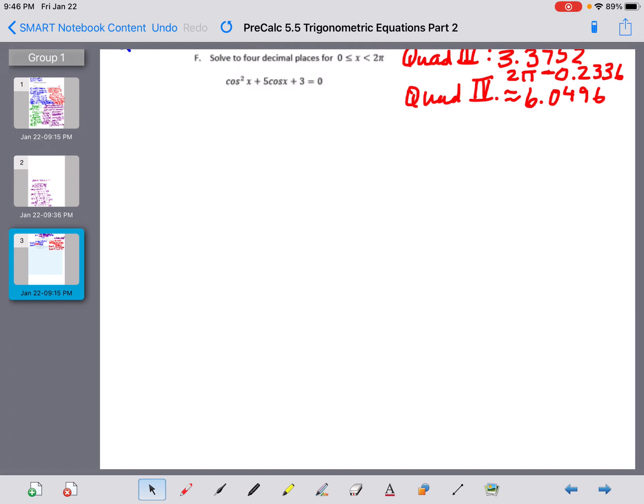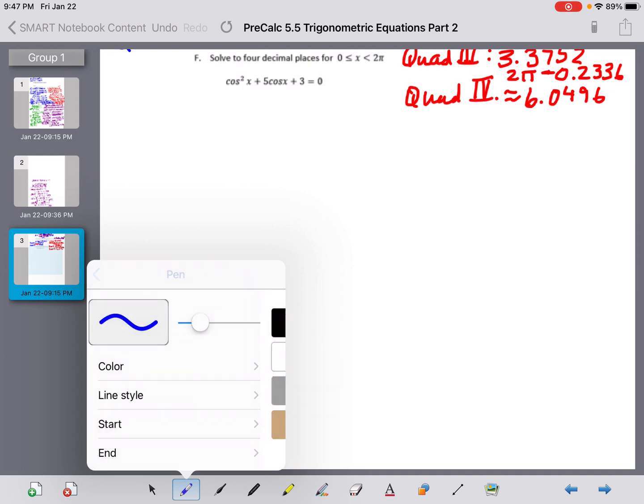No coefficient in front of cosine squared x, so all I have to work with is a 3 in the back. Are there any factors of 3 that will add to make 5 in the middle? Sorry, we're out of luck. Factoring is not going to work. But that doesn't mean there's not another way to solve a quadratic, right? Don't forget the trusty quadratic formula.